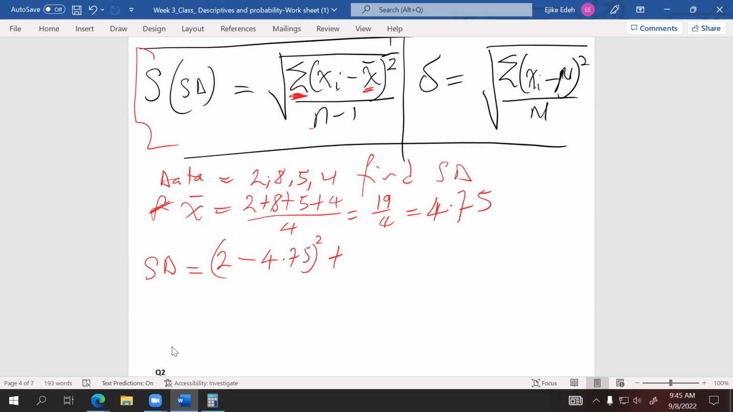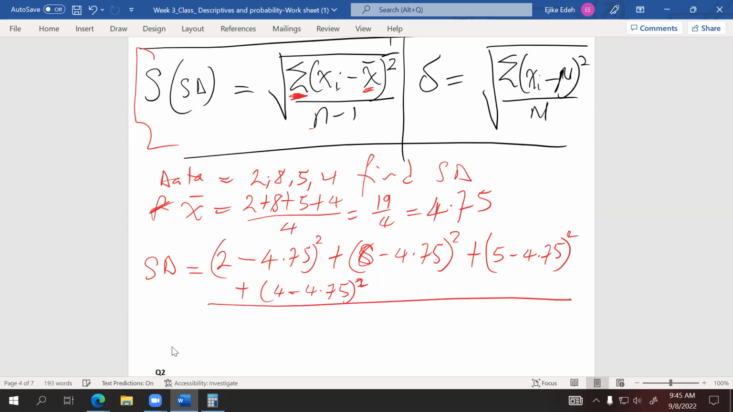Then you go to the next data, which is 8, minus the mean, and you're summing up, plus the next data point, 5, minus the mean, squared, and then the last one is 4 minus the mean. You're summing up everything, that is the summation symbol here. And when you're done, you divide all that by n minus 1, which is 4 minus 1, right?